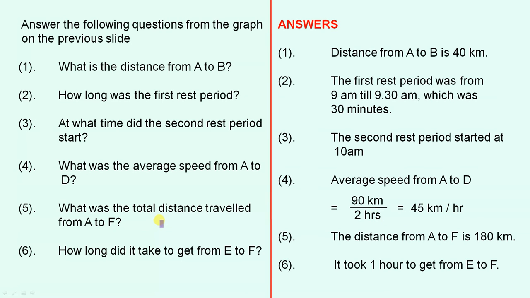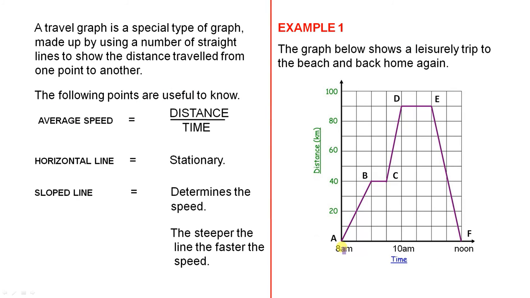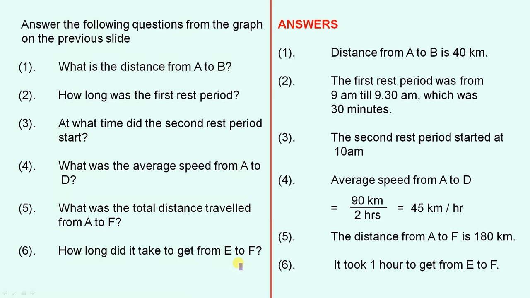Number 5. What was the total distance travelled from A to F? The distance from A to F is 180 kilometres. Let's go back and look. From A to F, there were 4 hours altogether for the round trip. It was 90 kilometres in that direction, then there was a rest, and 90 kilometres here, so there's your 180 kilometres. And the last question, how long did it take to get from E to F?